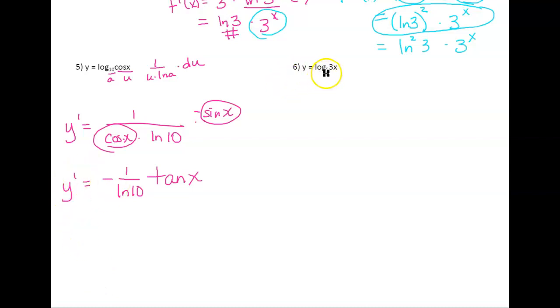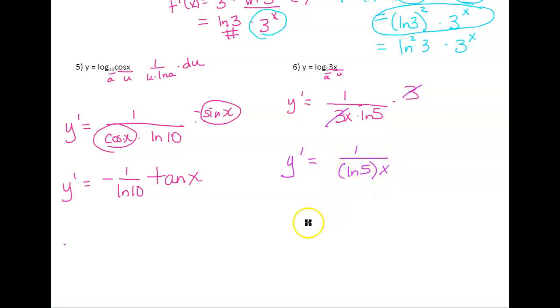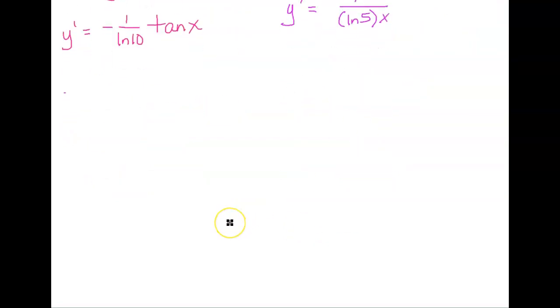All right, let's do number 6. So we've got a and u, that 3 is part of it. So our derivative is 1 over u natural log of a, and the derivative of u. Now this time we can reduce the 3's since they're being multiplied. And so we get 1 over, it really doesn't matter. Since this is a number, I'm going to put it in parentheses though, because we don't want it to look like the x is inside that natural log. And that's it.